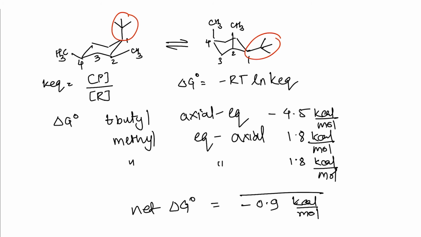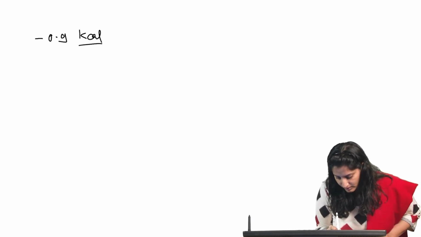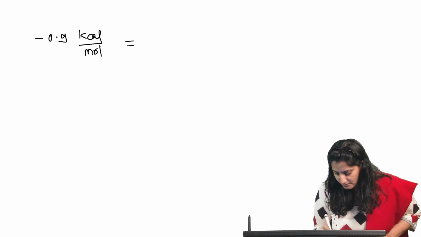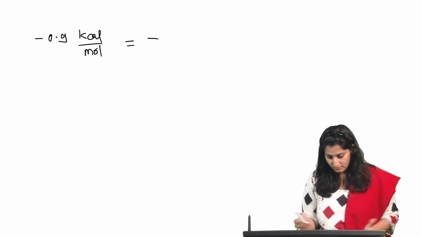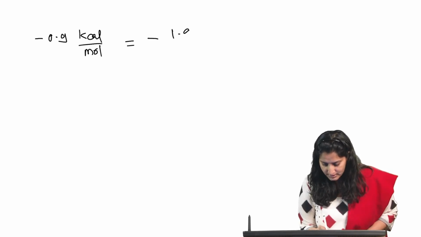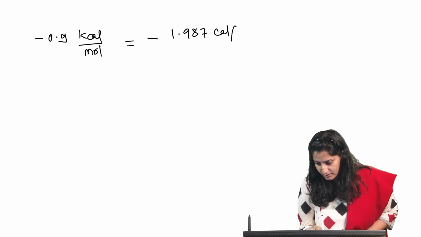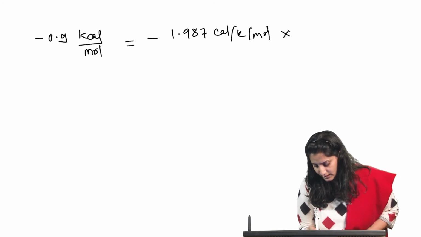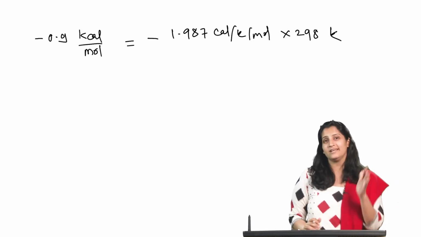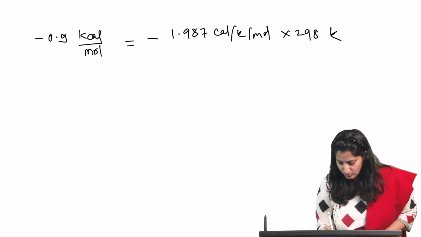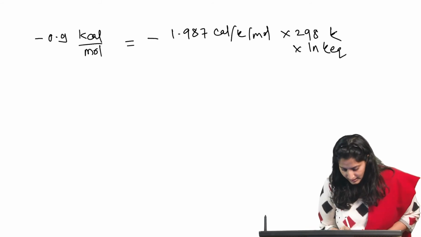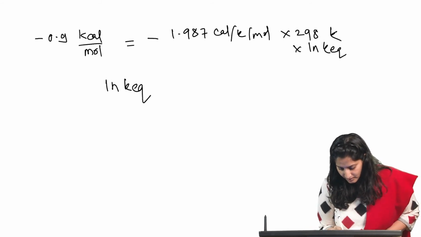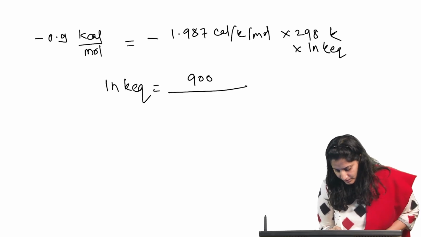Now, if I plug it into the equation, I have minus 0.9 kilocalories per mole equal to minus RT ln KEQ. So, you have minus the R value, 1.987 calories per Kelvin per mole, times 298 Kelvin, which is basically room temperature, around 25 degrees, times ln KEQ. So, if I have to solve for ln KEQ, it comes out to be around 900 divided by 1.987.